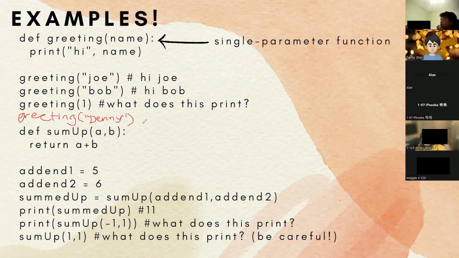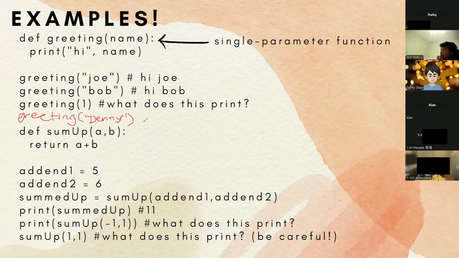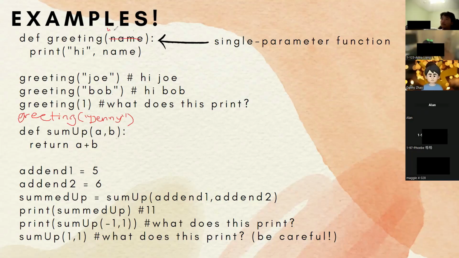Maybe you can just unmute. This first one, unmute. Print hi Denny, right? Because name is Denny, right? Now name has a value Denny, right? And in here we're gonna print hi name. Well, what value does name have? Denny, right? So now we're gonna print hi Denny. Denny, does that make sense?